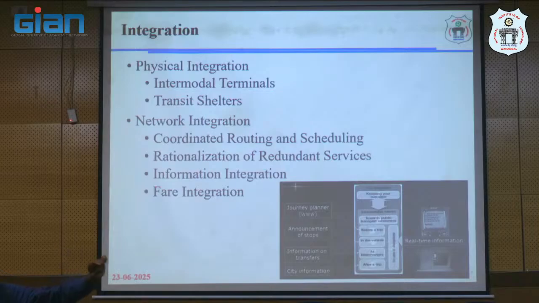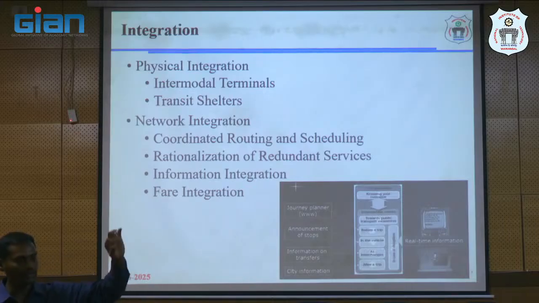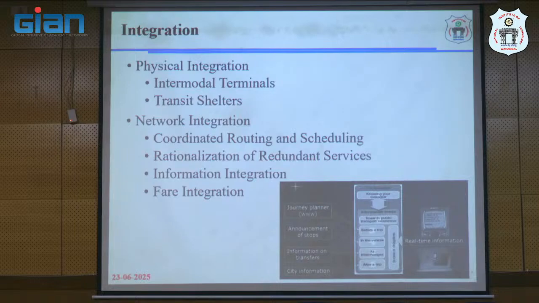So there are two different categories of the modes that may travel. So then if you want to change the mode, that is the possible station problem. So that's the way integrated as a station area. In the transit shelters, there are some stops that can be integrated to some extent. And the network integration, that is the coordinated routing and the scheduling.